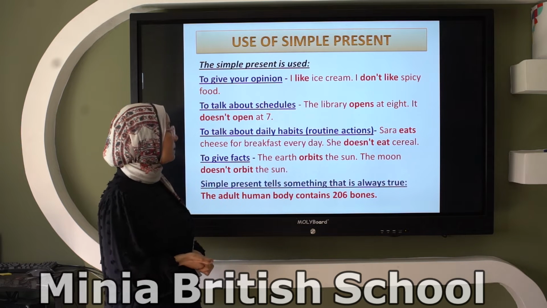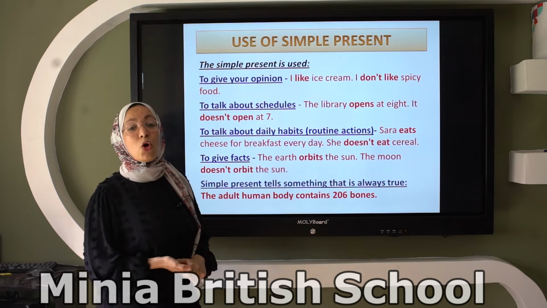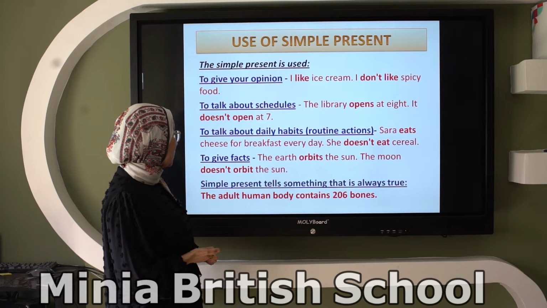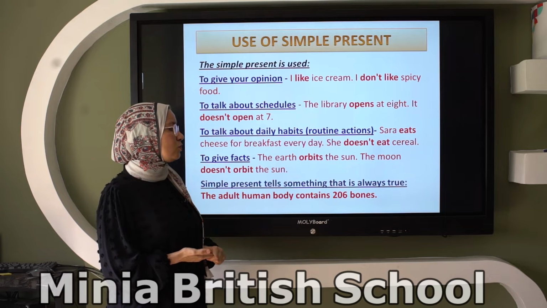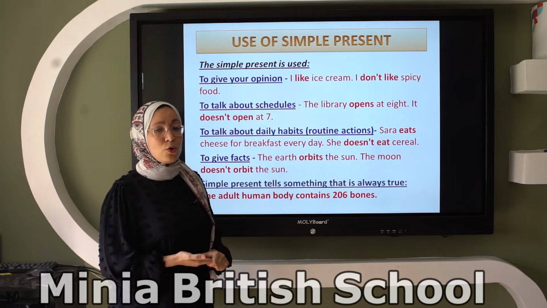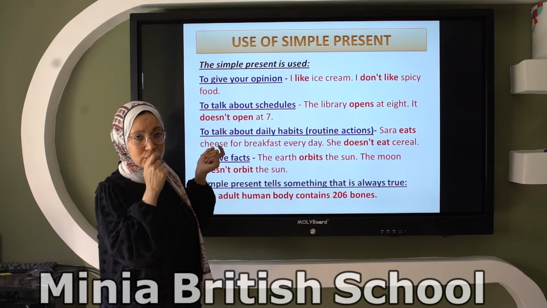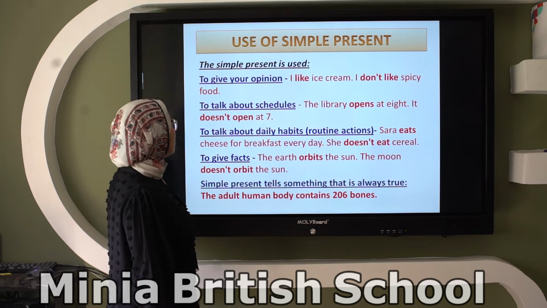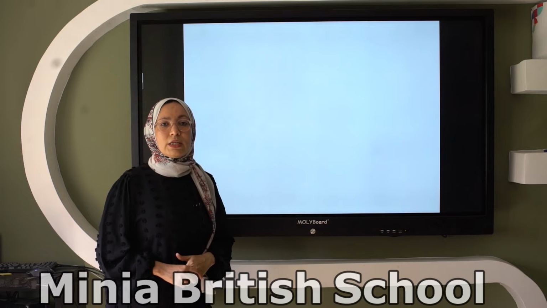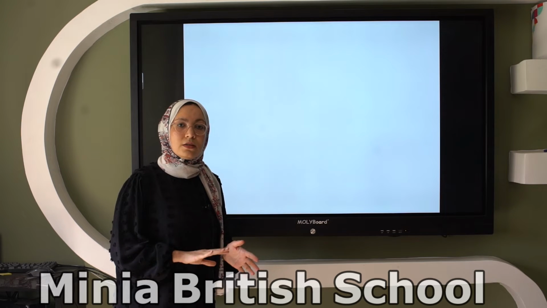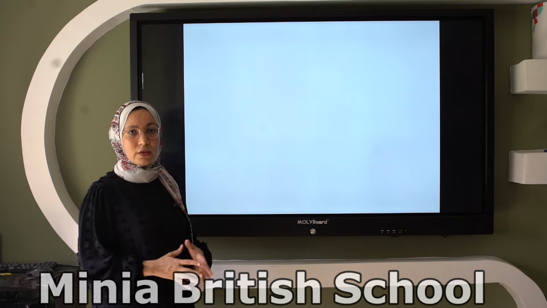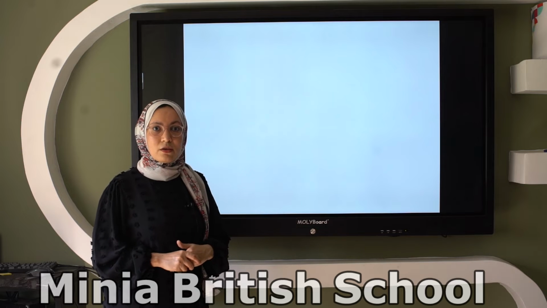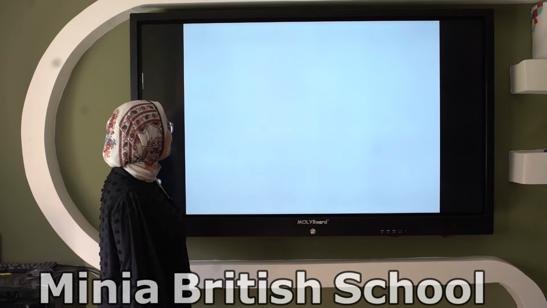And finally, simple present tells something that's always true, okay? Like the adult human body contains 206 bones, okay? So this is something that is always true, even if we have some exceptions for some people who have maybe physical disabilities or physical problems. This is something else, but this is for the common thing for all human beings.